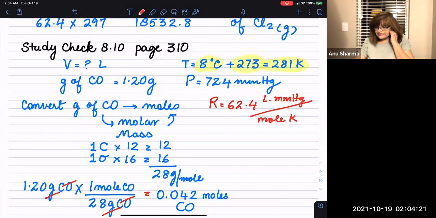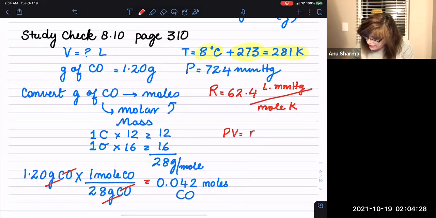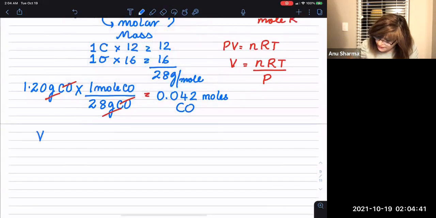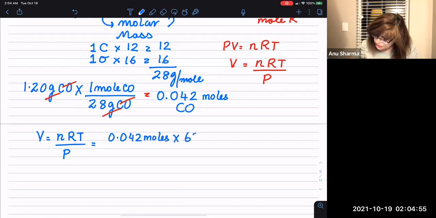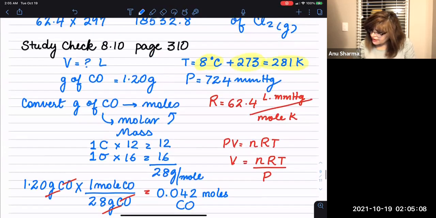Now we need to find a volume. So PV is equal to nRT, or in other words, volume is equal to nRT over P. So just use this formula and plug in the numbers. n is 0.042 moles, times 62.4 liters times millimeters of mercury per mole K, times the temperature. The temperature is 281 K.